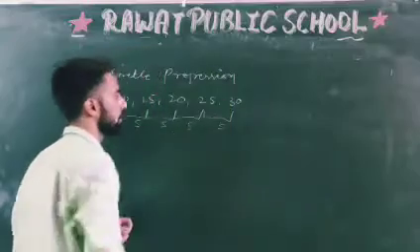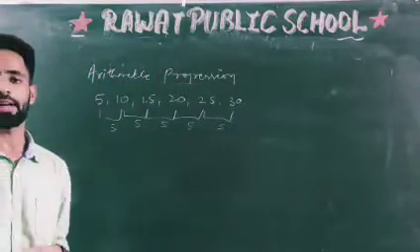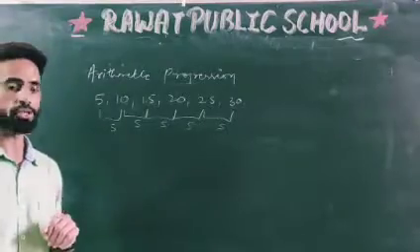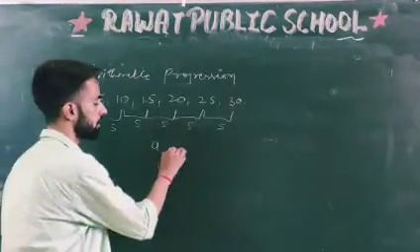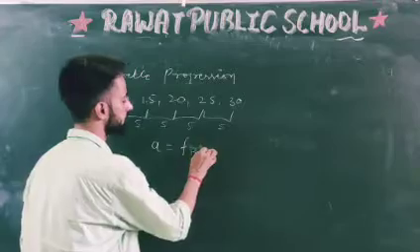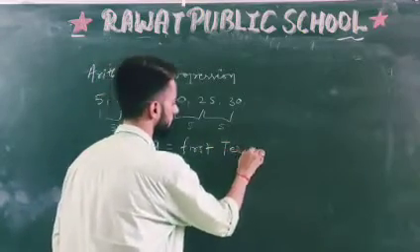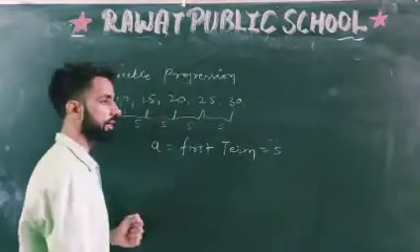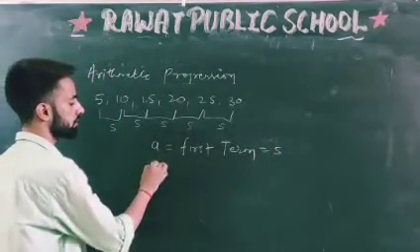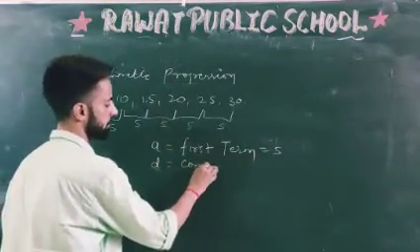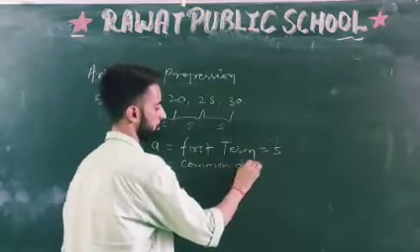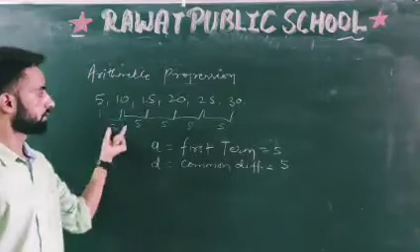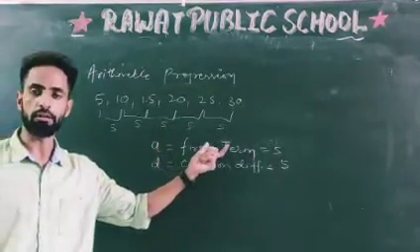In a series we have some variables to define the values in a progression, like A. A stands for the first term. So what is the first term here? 5. So my A is 5. If I talk about D, the common difference, the common difference is 5. It is the difference between any two consecutive terms.